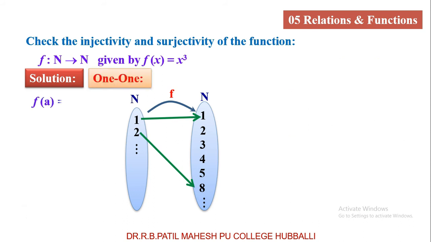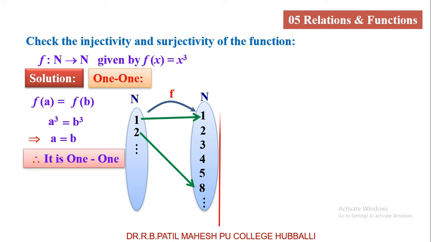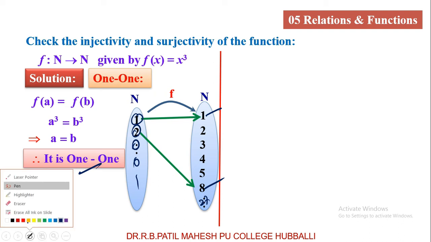f of a equal to f of b. Suppose images are equal. a cube is equal to b cube. This implies a equal to b definitely, because there are no negative numbers in the set of natural numbers. Hence, this function is 1-1. Or in this way you say, different elements in the domain have different images in the codomain. Hence, the function is a 1-1 function.